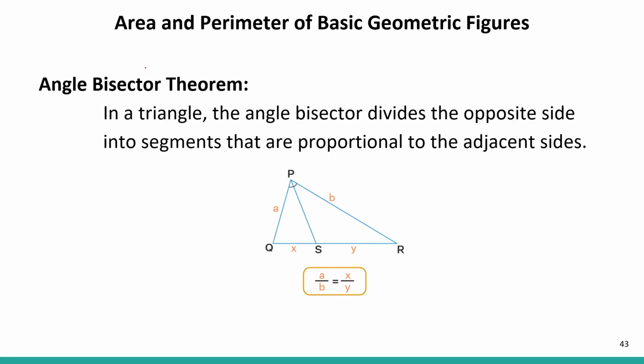So, the angle bisector theorem. In a triangle, the angle bisector divides the opposite side into segments that are proportional to the adjacent sides. Here we have the triangle P, Q, R, with side A here, B here, and C here. This is the angle bisector of the angle at vertex P. It tells us the angle bisector divides the opposite side into segments proportional to the adjacent sides. So A is to B is equal to X is to Y.